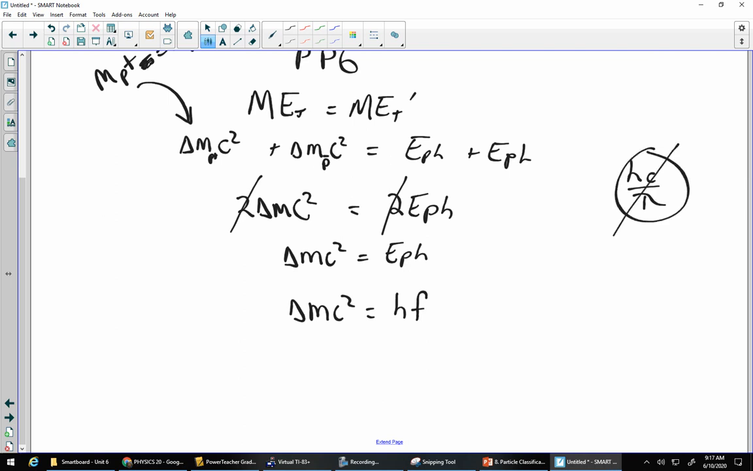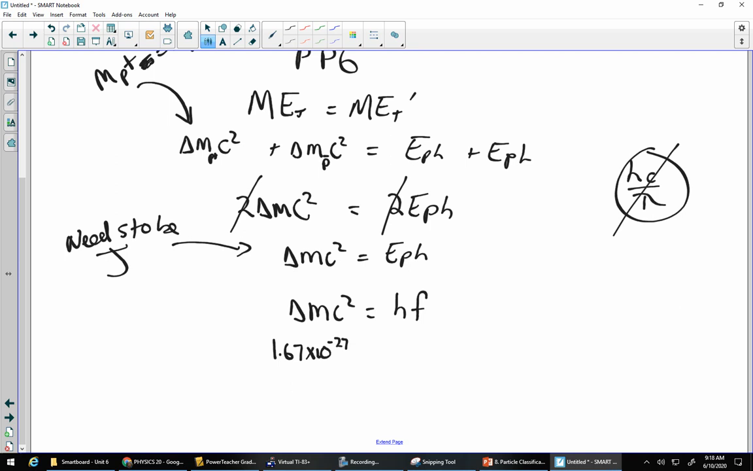But the question is asking for frequency, so we might as well use the one with frequency. We've got to remember with Planck's constant, there are 2 versions. There's one that deals with electron volt seconds, and there's the other that deals with joule seconds. And whenever we're using delta mc squared, it needs to be joules.